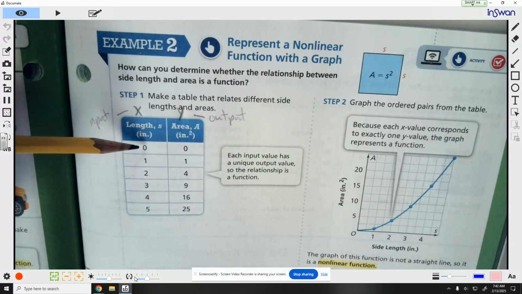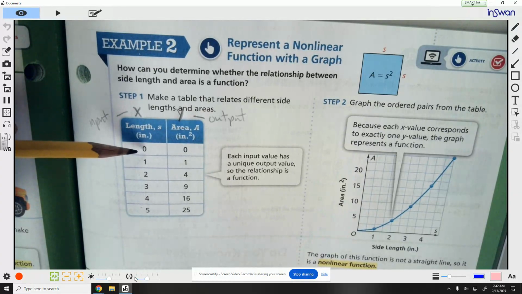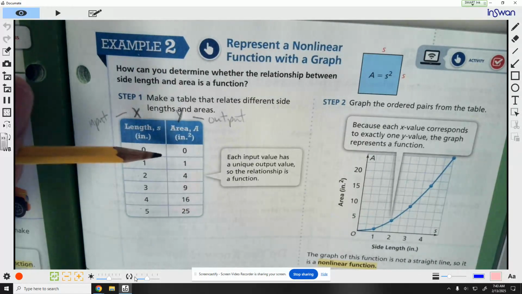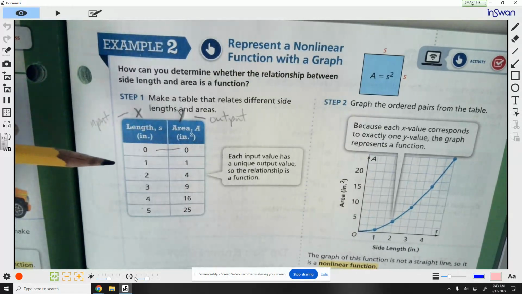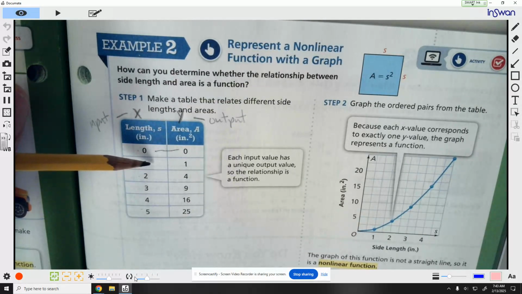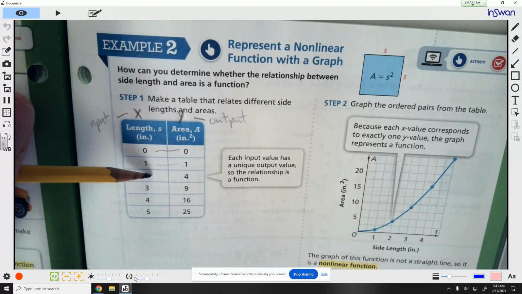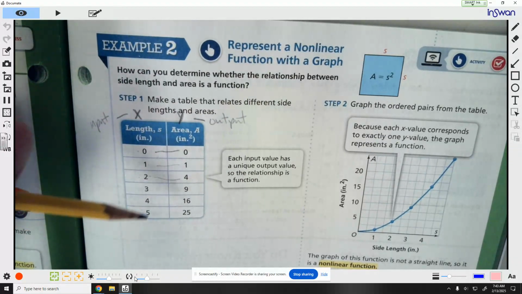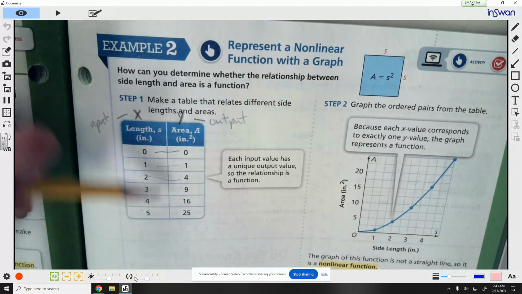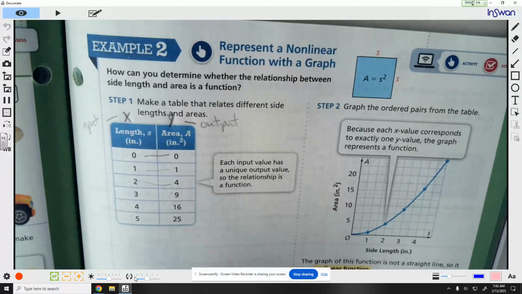So to determine if it's a function, we look at all the x values. Each x value should only have one output value, meaning 0 can only go to 0. It can't go to any other number. We see 1 only has one output value. I plug in 1, I only get one number that comes out. I plug in 2, I only get one number that comes out. Same with 3, same with 4, same with 5. So every input only has one output value, so that is why it's a function.